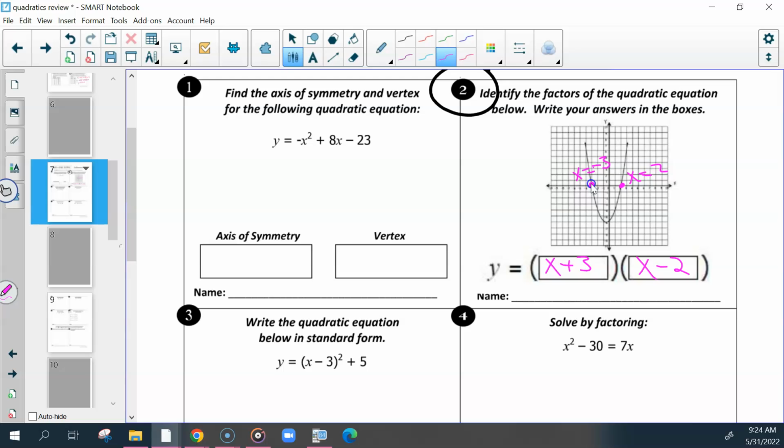Questions on that one? Oh, it's the opposite. So think about when we were solving by factoring, we got to the end and we would switch them, same thing.